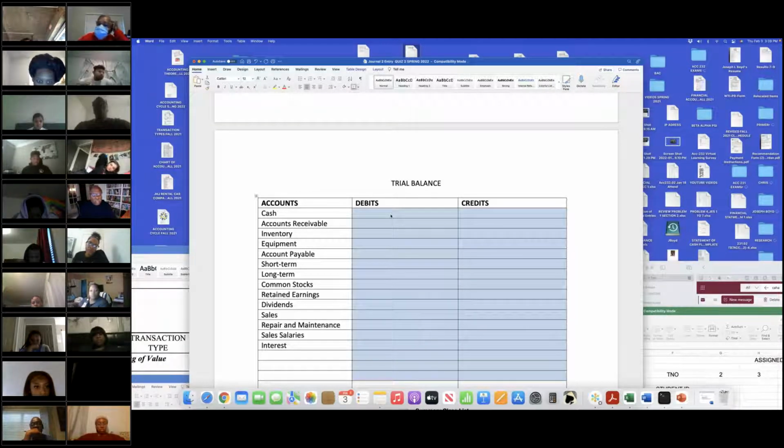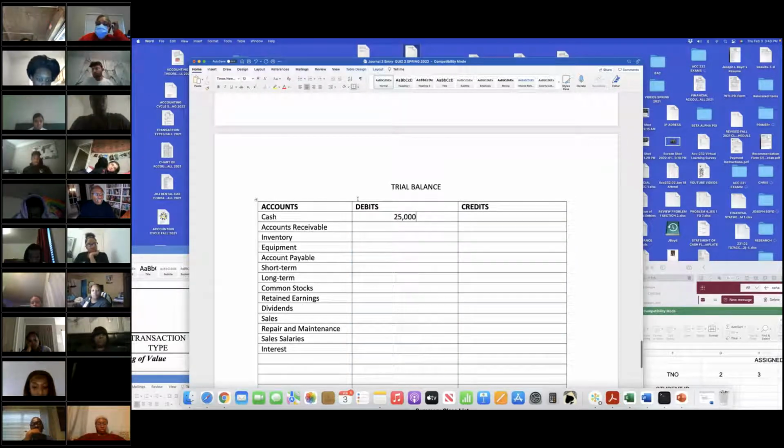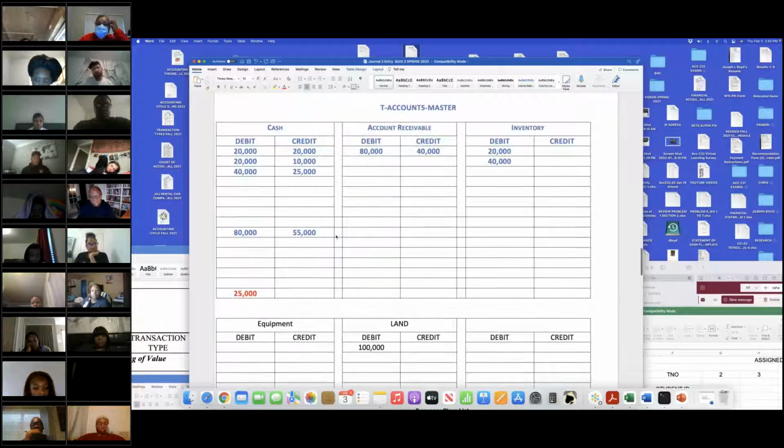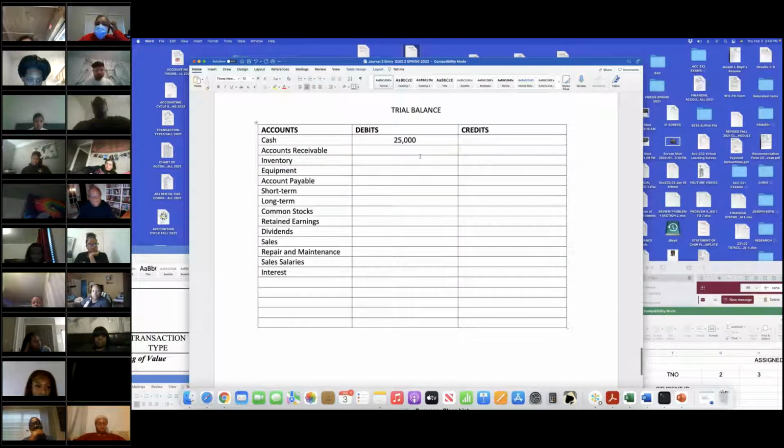Now I don't want to see anybody putting 80 and 55,000 on that trial balance. Only one number comes on the trial balance, which is the difference between the debits and the credits. So when you do a trial balance, there's one number by each account. There's only one number coming in here.